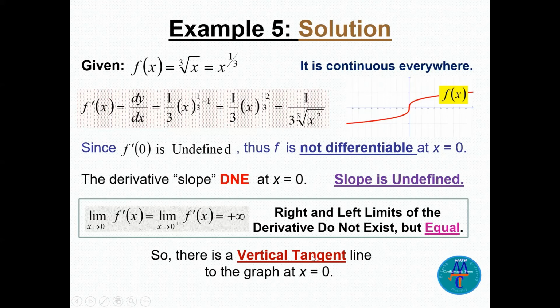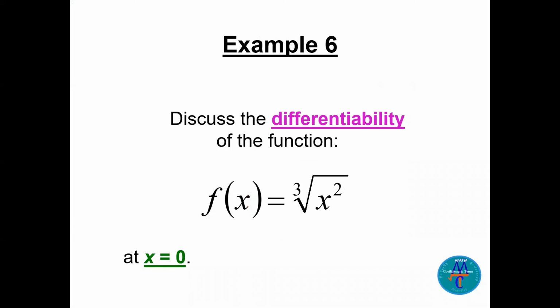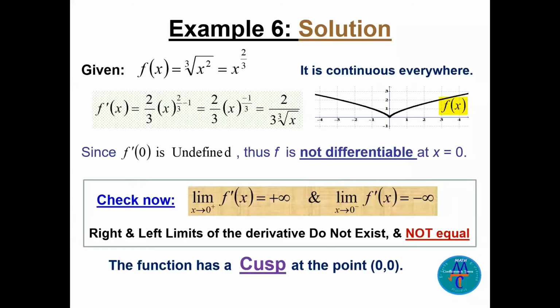So we call it a vertical tangent. To understand more, you will see example number 6 now. The picture will be more clear. Discuss the differentiability of this function, cube root of x squared, at x equal to 0. This is not an easy question, by the way. Now we know this function is continuous everywhere. This is the graph. Now let's find the derivative.